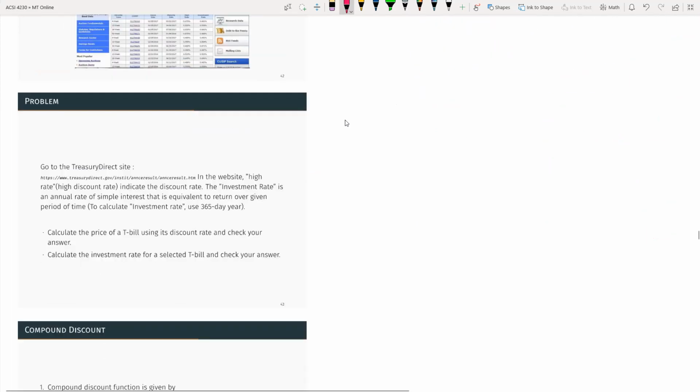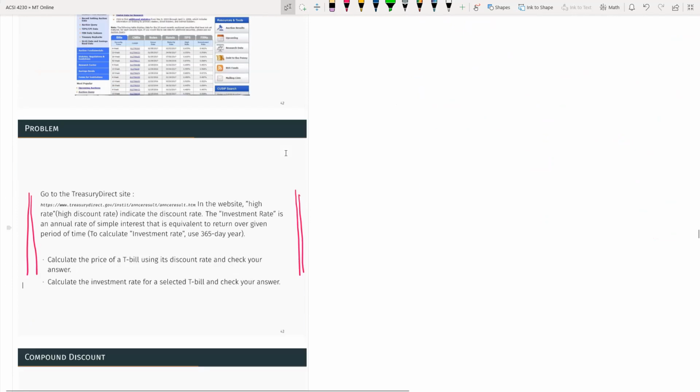Okay, so I'm going to leave this one. Try it. If you cannot do it, send me an email. I will explain the process to you. So I want you to try this one.